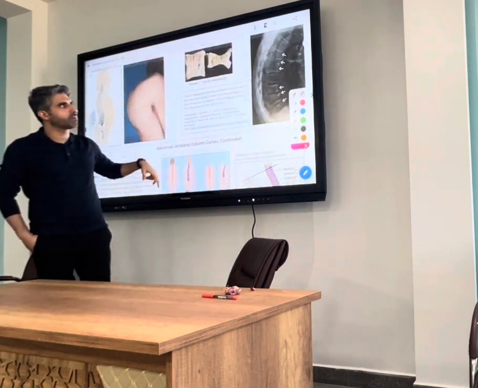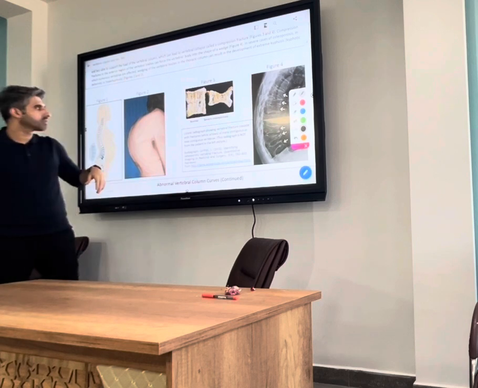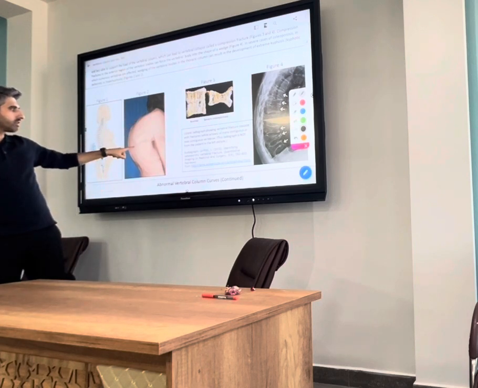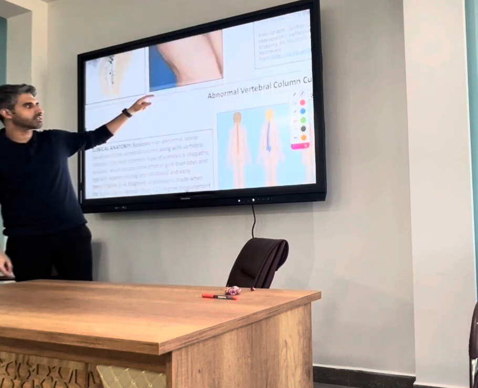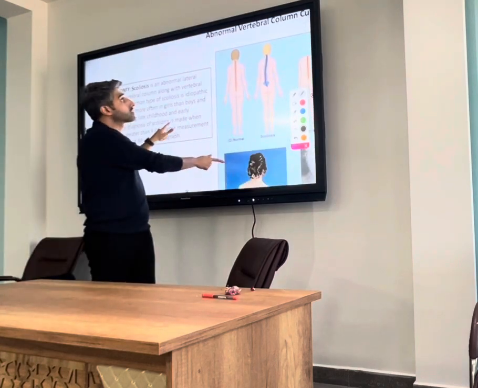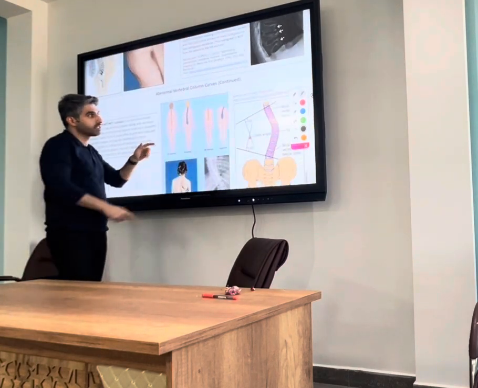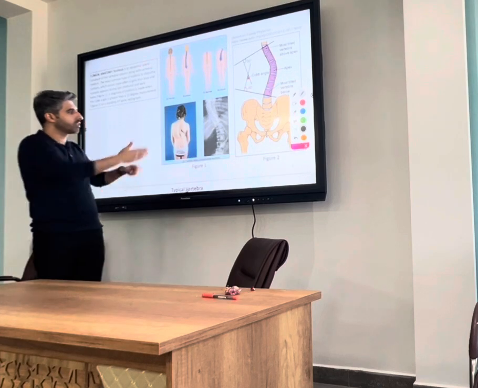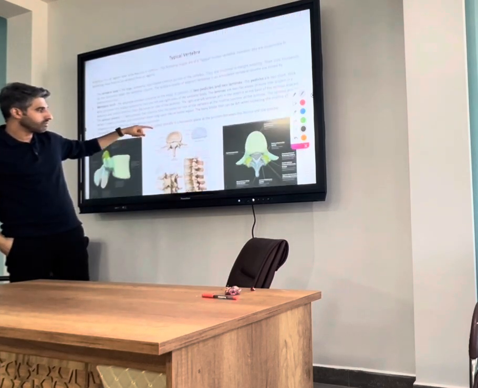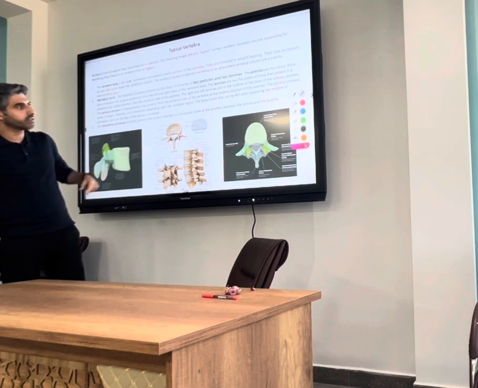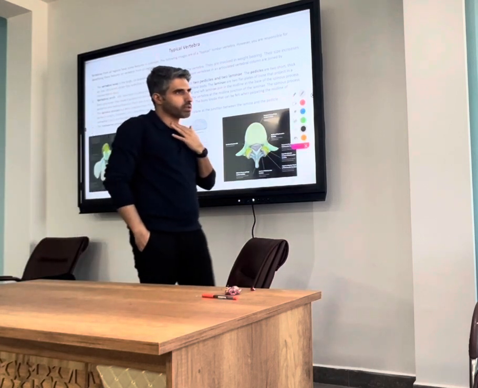I told you the problems in the vertebral column: kyphosis, lordosis, and scoliosis. Scoliosis to the right or left. Then we start here. Typical vertebra.